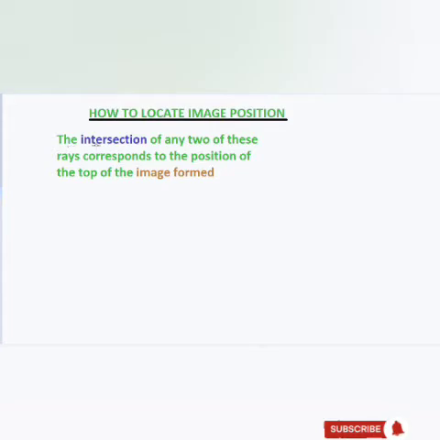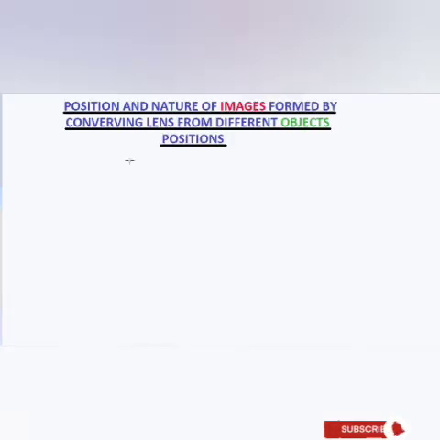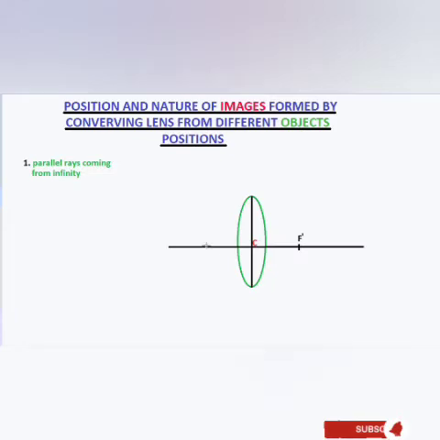Next, how do we locate the position of the image? The intersection of any two of these rays corresponds to the position of the top of the image that is formed. So if you combine any two of those, you get the position of the image that is formed. So let us look at the position and nature of images formed by a converging lens from different object positions.